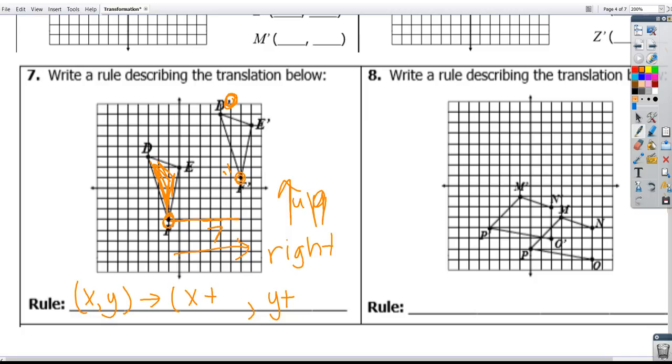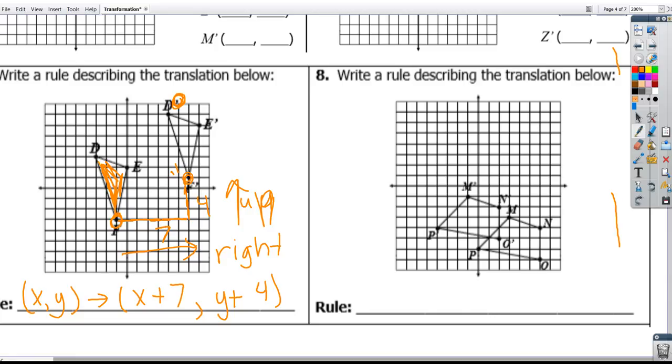Okay. So I'm going to put plus 7. And then I went up 1, 2, 3, 4. So that's my symbolic representation. So I went right 7, up 4. Now we're going to try this guy. So again, my little primes are right here. So this is my new triangle. I'm going to pick one of my old ones.